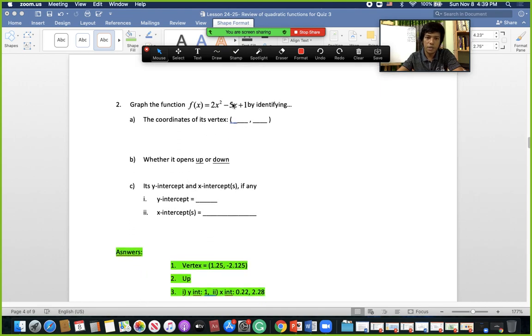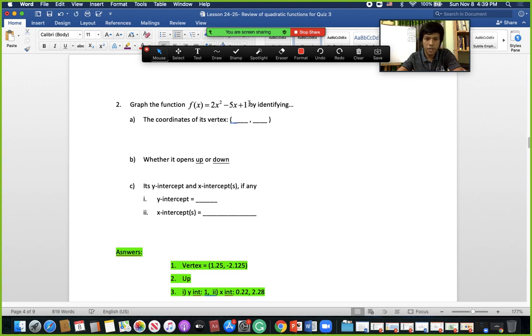Next question, some equation is given. Some function is given. This is the given function, and you have to find out the vertex. You have to tell us whether it opens up or opens down, and you have to find out the x-intercept and y-intercept from the given function. This kind of question is our second item.